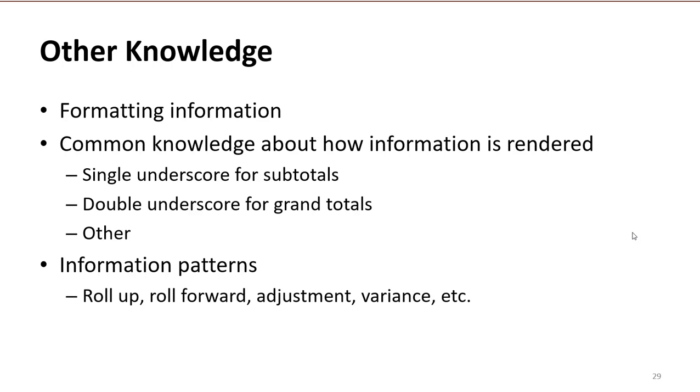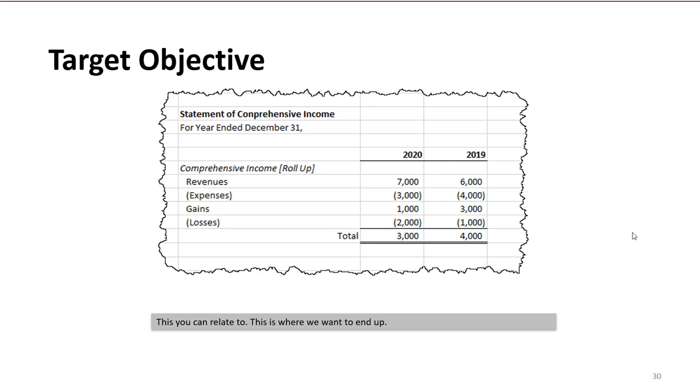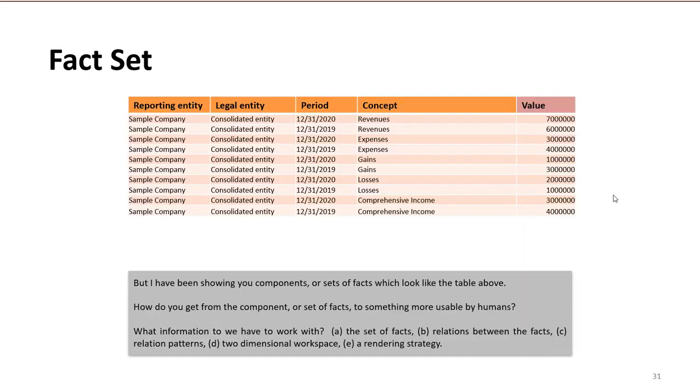That's unnecessary. So here is the target objective. We want to turn the facts into this rendering, and this is a common format. Any accountant understands this. It's a simple roll-up. It's kind of a small little statement of income. So how do we create this from the gaseous form? So here's our starting point: a set of facts.